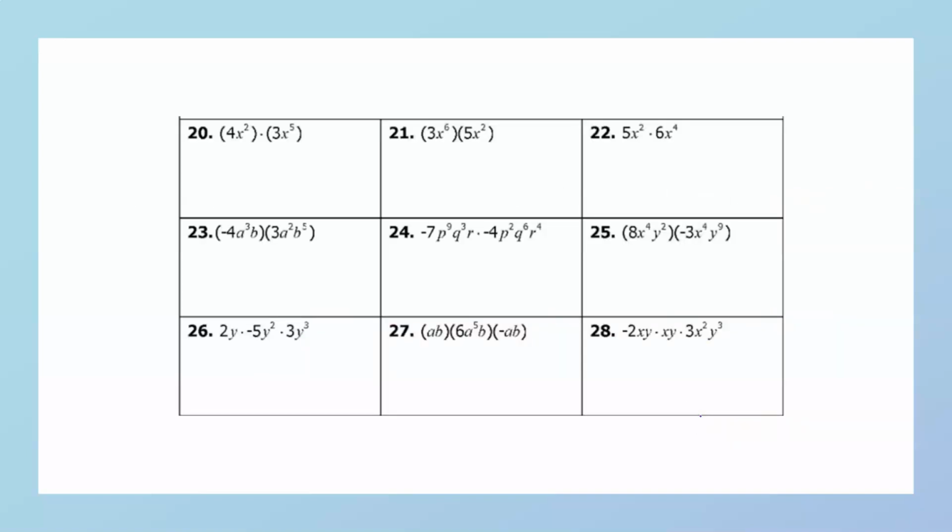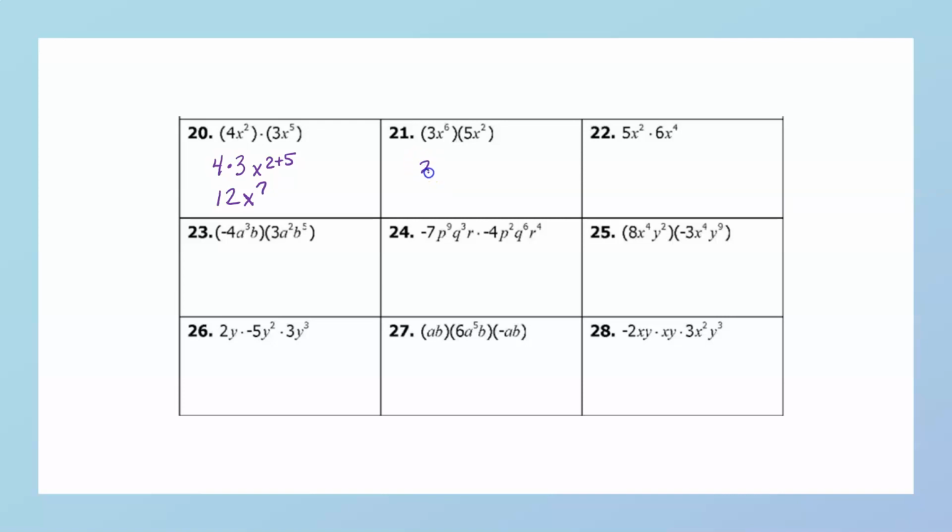20. So you're going to have 4 times 3. You're going to multiply those coefficients times x to the 2 plus 5 power. So that gives you 12x to the 7th power.